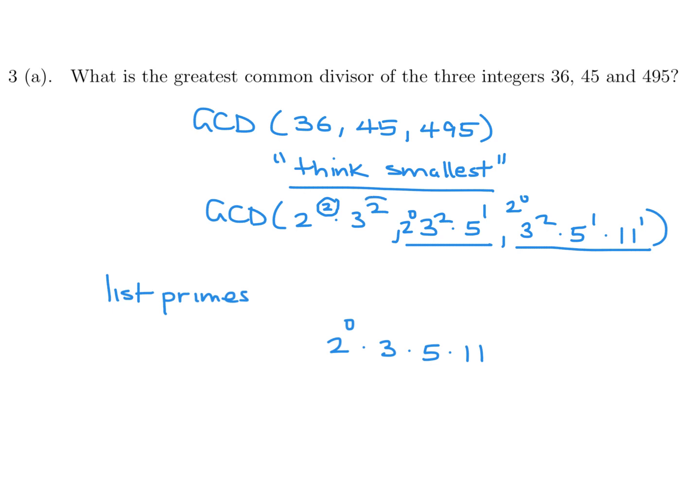For 3, we got a 2 here, a 2 here, and a 2 here. So the smallest is 2, since they're all 2's. For 5, there is no 5 here, so it's kind of like 5 to the power of 0. This is 5 to the power of 1, 5 to the power of 1. So 5 to the power of 0 is the smallest. And for 11, by the same principle, 0 is the smallest. So this really just boils down to 9. And 9 is the answer to this question.